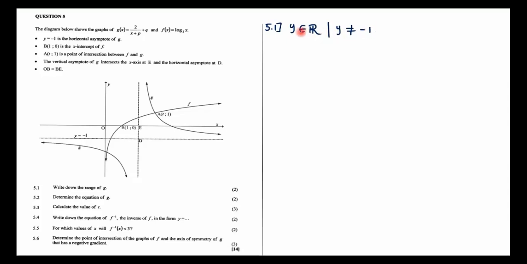Now when you read this, it means all the y values where our hyperbola is sketched, but the one that we don't sketch our hyperbola on is your horizontal asymptote. So y is not equals to a. So I'm going to write that as the horizontal asymptote. Okay. So now the second part here, they want us to find the equation of g. So g of x, we know that this is 2 over x plus p plus q.